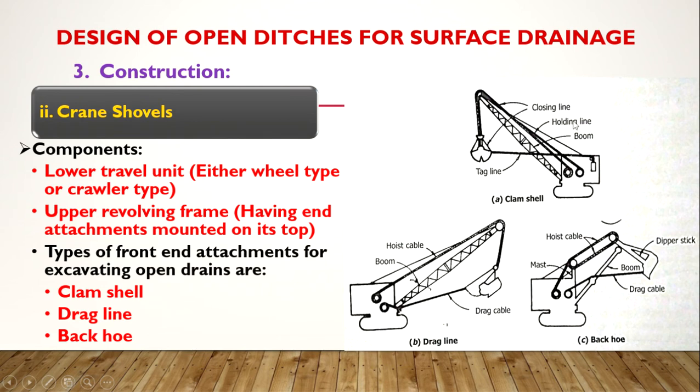So first one is clamshell. It consists of two half buckets. There is a holding line here. When we pull this holding line, the half buckets will come together and form a full bucket. And because of the weight of this bucket, it is inserted into the soil and the soil is filled in this bucket.